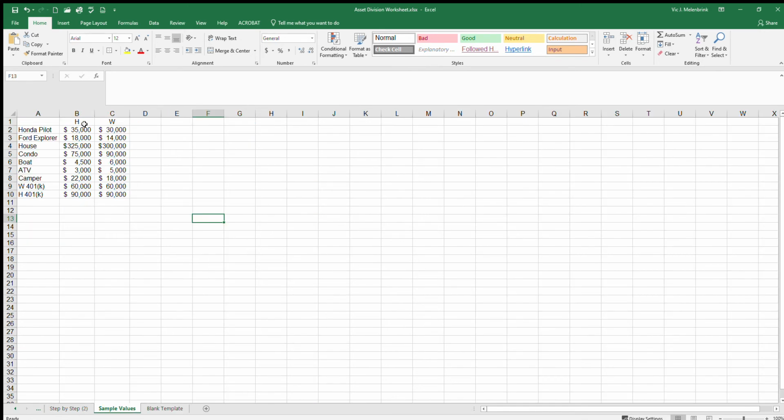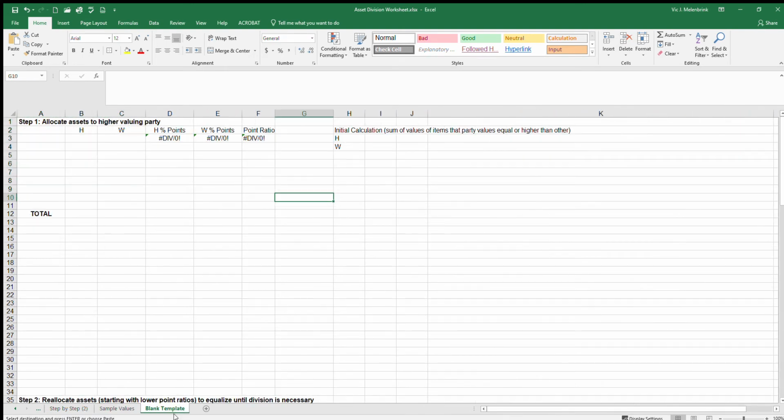So first off, I've got some sample assets here. We've got a husband and a wife, H and W. Here's some assets, and we'll go through those values in just a second. I've got my blank template here. I'm actually going to duplicate that so I don't use the template. So we'll move that onto the end, and we'll rename this to be demo. Okay, so we've got our demo set up. Let's put our assets in.